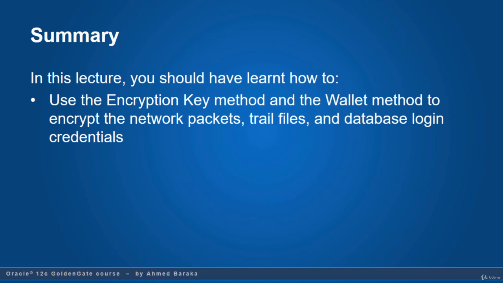You will learn in the next practice lecture how to use the wallet, how to implement wallet encryption. See you over there. Thank you very much.